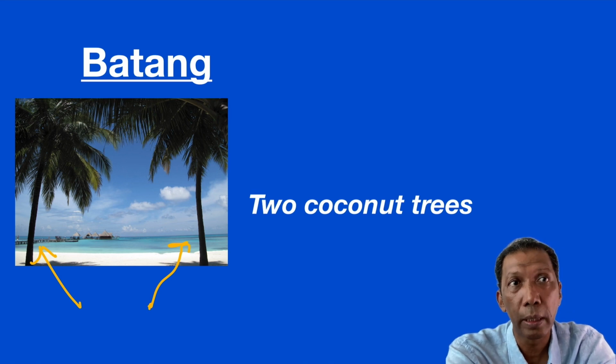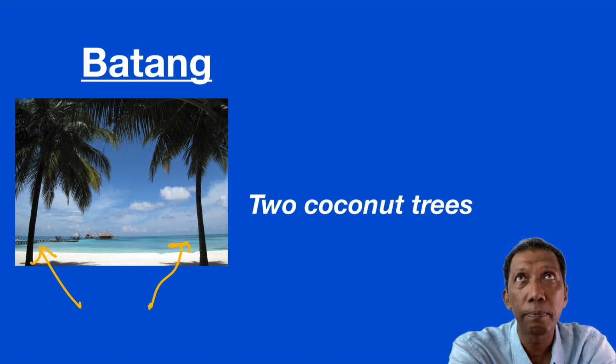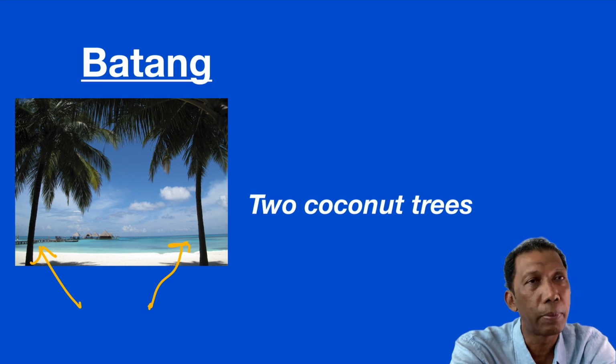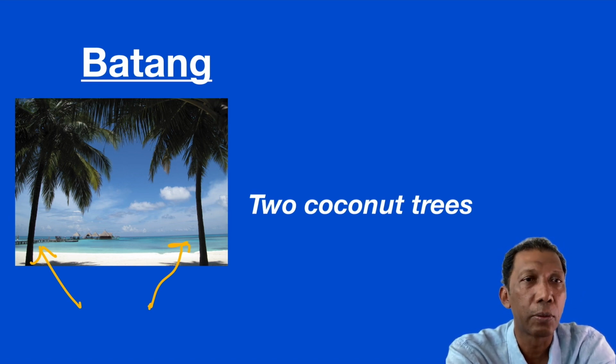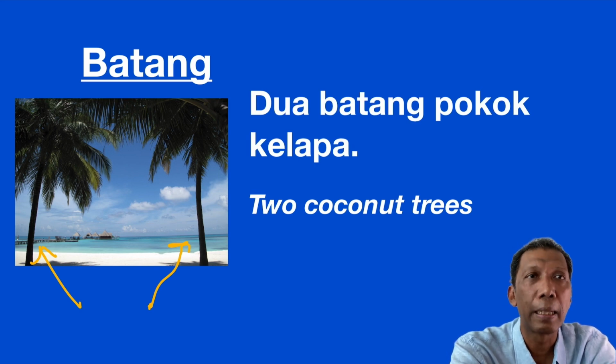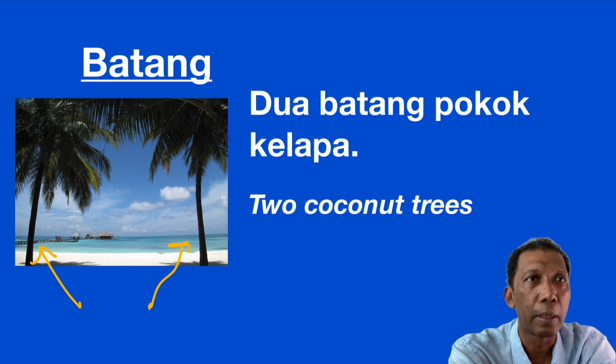So 2 coconut trees. Coconut trees is pokok kelapa. Tree is pokok and kelapa is coconut. So pokok kelapa. So it will be 2 batang pokok kelapa. Correct. Yes, 2 batang pokok kelapa.